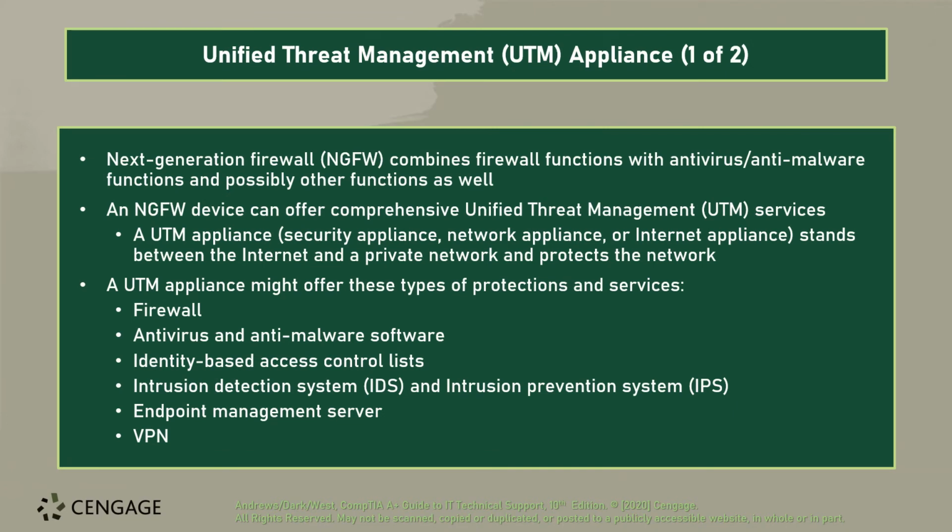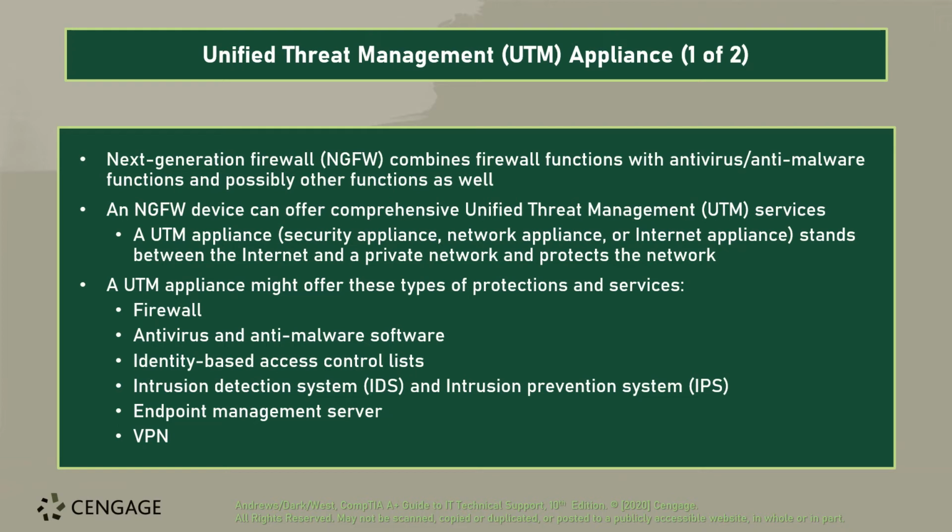Unified Threat Management, also called UTM. These types of appliances are often called next-generation firewalls. These are going to combine basic firewall functions that just basically separate network traffic and adds in antivirus and anti-malware as well as other basic functions. An NGFW device can offer comprehensive unified threat management services, meaning that it's going to include some kind of basis of security, network appliance, or internet appliance, which stands between the internet and a private network. It is acting as a barrier.